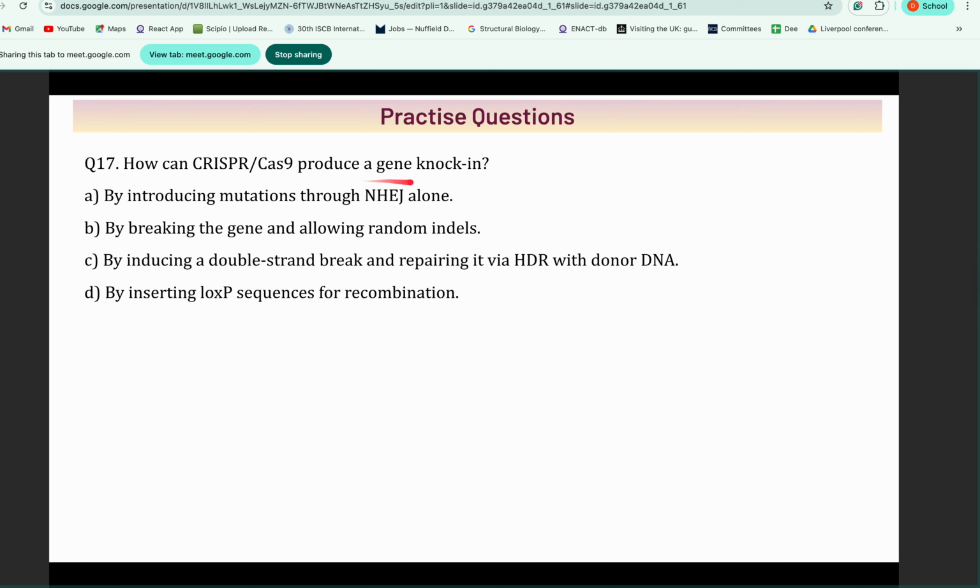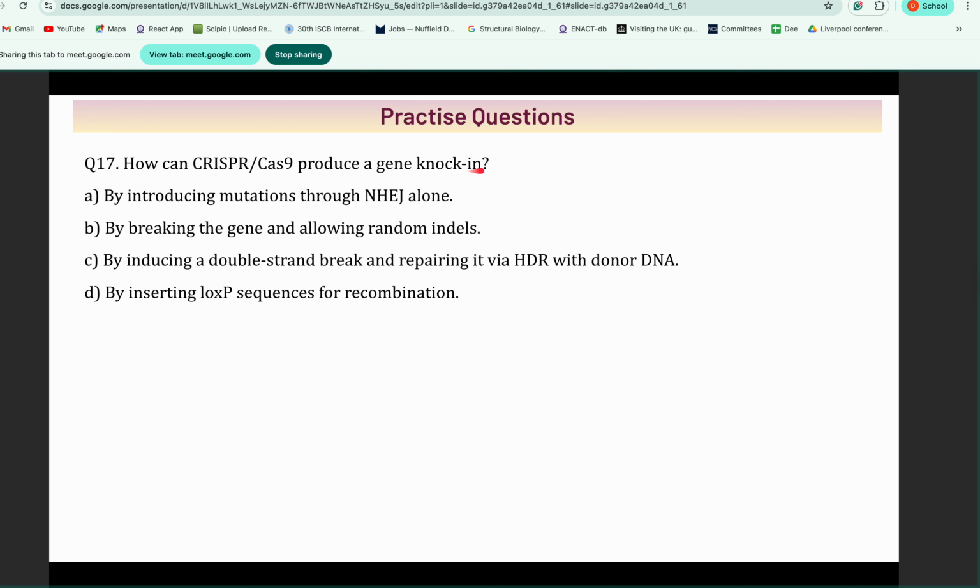Next question is, how can CRISPR-Cas9 produce the gene knockout? Option A, by introducing mutations to NHEJ alone. Option B, by breaking the gene and allowing the random indels. Option C, by inducing a double strand break and repairing it by HDR with the donor DNA. Option D, by inserting the LOXP sequence for recombination.